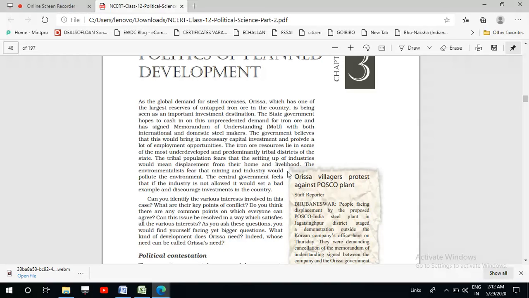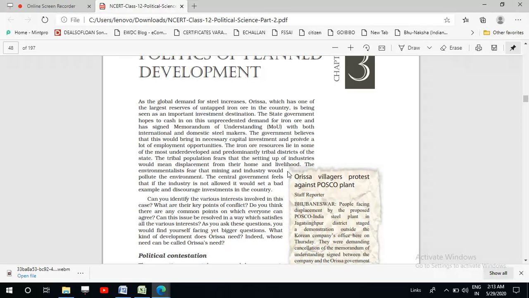Okay. Now, the problem area. What is the problem area? The iron ore resources are lying in those areas which are predominantly tribal areas of the state, where the tribal population is living. So now, the tribal population is not in favor of this memorandum of understanding. They want that this memorandum of understanding must be cancelled.